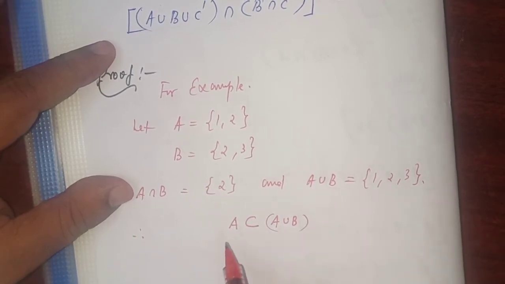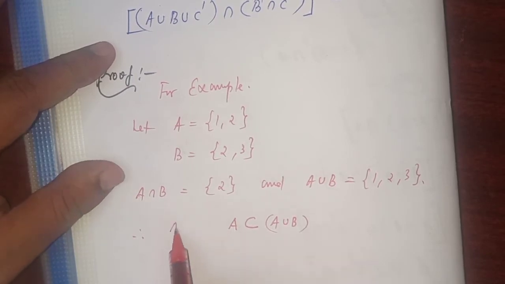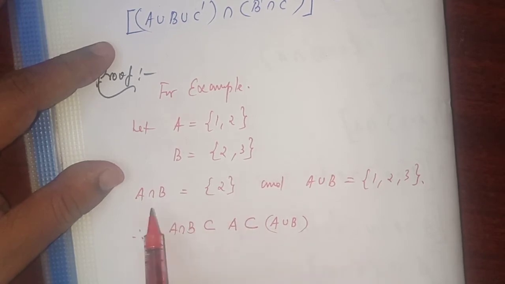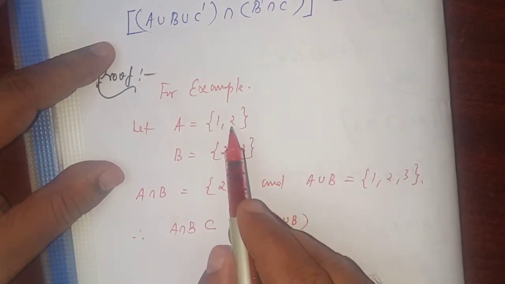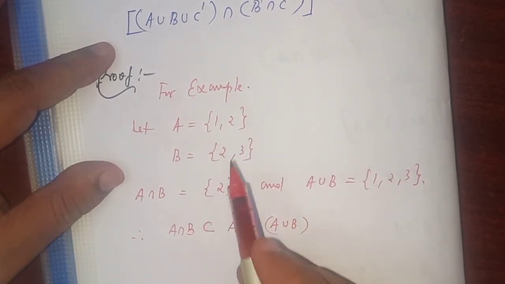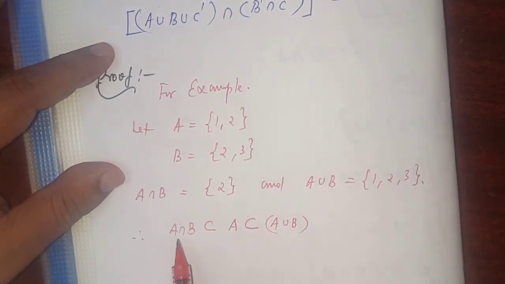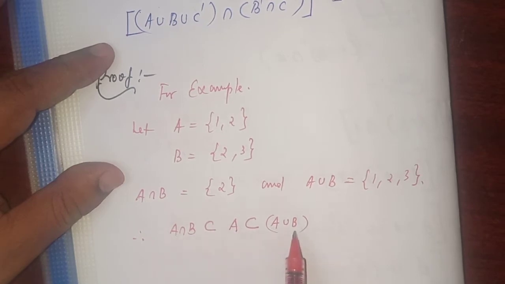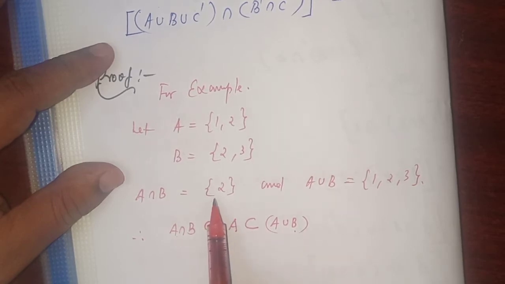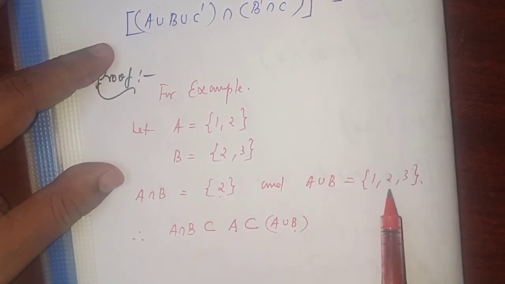Now, A intersection B, that is a subset of A, correct? A intersection B is equal to 2 only. That 2 is in A. Therefore, A intersection B is a subset of A as well as a subset of A union B. Obviously, correct. A intersection B here it is, A union B here it is, the element 2 is here also. Therefore, A intersection B is a subset of A union B.